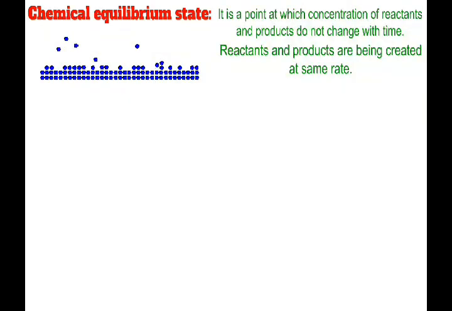Here is the visual demonstration of chemical equilibrium state. Here you can see the tiny balls are escaping out and then bouncing back to their position. This escaping out and bouncing back of these tiny balls maintains the chemical equilibrium state.